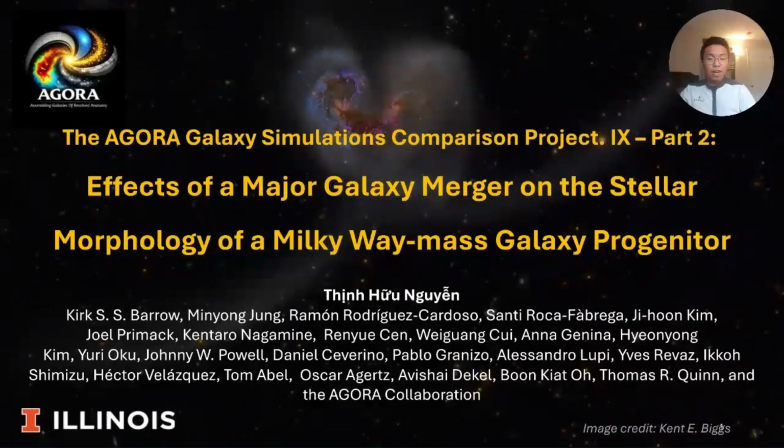In this video, I will summarize the main result of this project, the AGORA Galaxy Simulation Comparison Project, Paper 9, Part 2, studying the effect of major galaxy mergers on the stellar morphology of a Milky Way-mass galaxy progenitor. This is the second part of the two-part series of this project focusing on the effect of the major galaxy mergers.